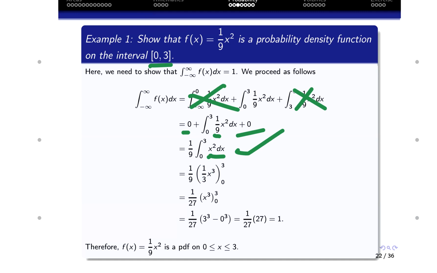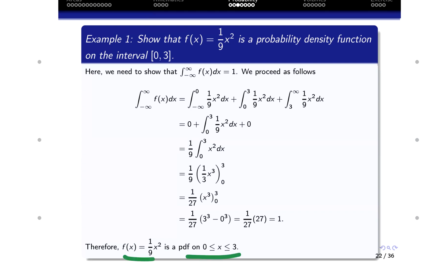So now evaluate. You have 3 cubed minus 0 cubed, and that is 1 over 27. 3 cubed is 27. 0 cubed is 0. 27 minus 0 is 27. 27 cancels 27, and you have 1. So since you have that, therefore, you can say that f of x equals 1 over 9 x squared is a PDF on that closed interval 0 less than or equal to x less than or equal to 3. So that's one application you found right there.